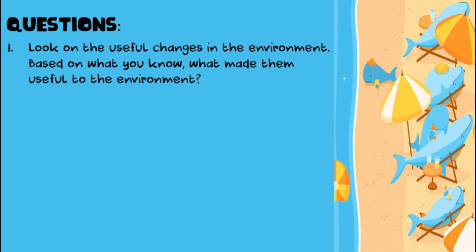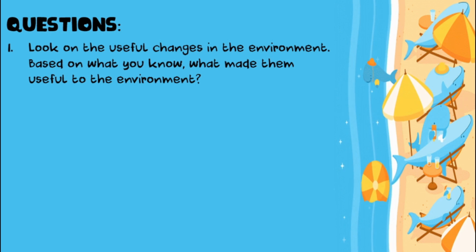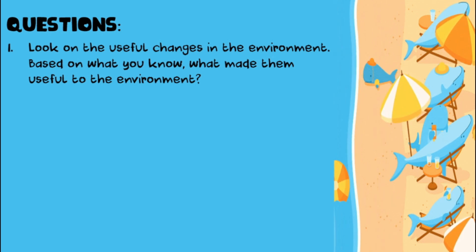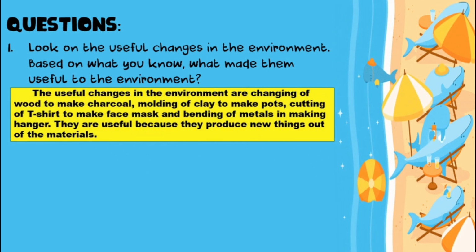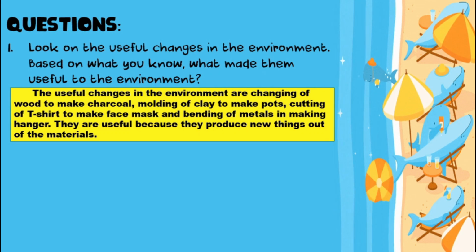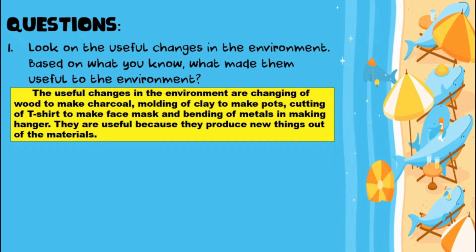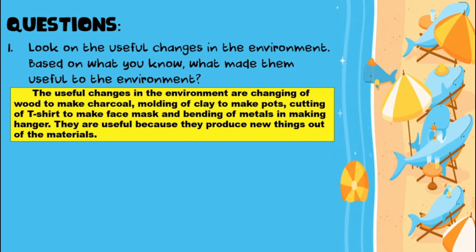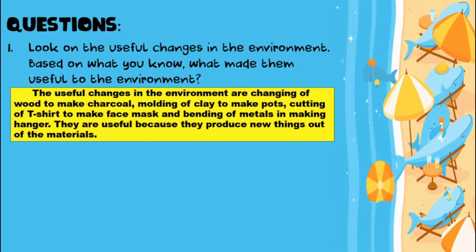Look on the useful changes in the environment. Based on what you know, what made them useful to the environment? Possible answer: the useful changes in the environment are changing of wood to make charcoal, molding of clay to make pots, cutting of t-shirt to make face mask, and bending of metals in making hanger. They are useful because they produce new things out of the materials.